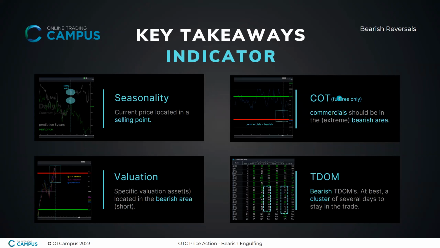COT, of course, is only possible for futures, and here our example is gold. Look, gold is in the bearish area. COT means the commercials are bearish. Perfect. We expect that the commercials are still bearish, right? And will sell the price again and again.